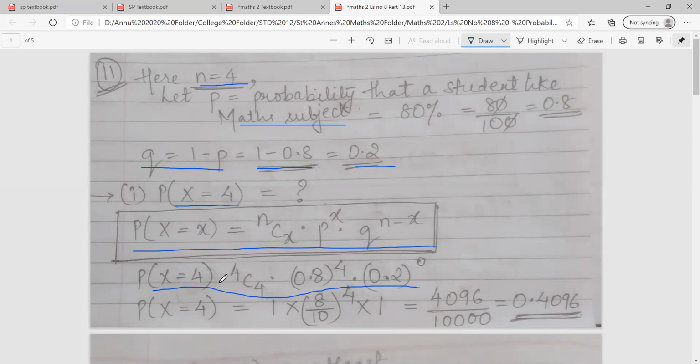So on solving the values further, 4C4 is nothing but 1. 0.8 is nothing but 8 upon 10, the whole raised to 4. I have removed the decimal. Anything raised to 0 is 1. So 8 multiplied 4 times gives me 4096 divided by 10,000. That is opening 10 4 times. So after 4 numbers, I have to put the decimal. So answer is 0.4096.